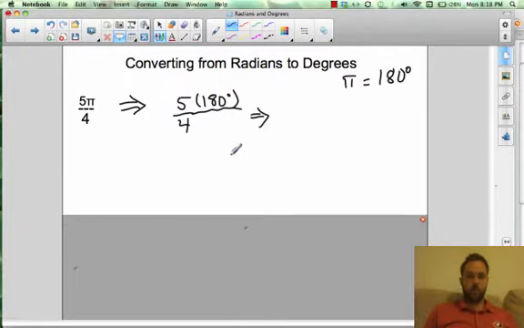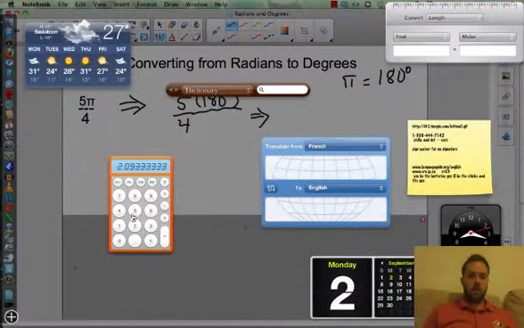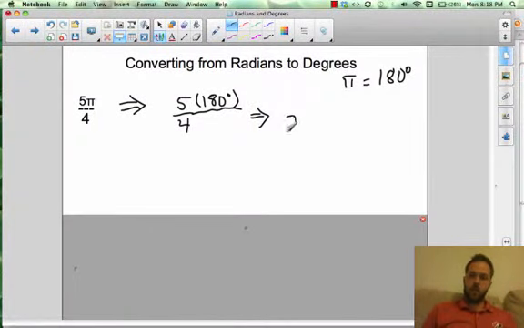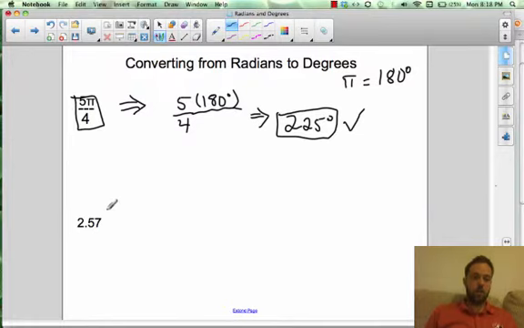and away you go. So 5 times 180, and then divide that by 4, and we get an angle of 225 degrees. Let's try another one. This time we're not given the pi symbol. We are just given a simple value, 2.57 radians. So this one's a little bit trickier.